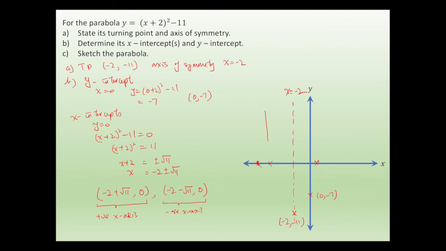So this should be, label y equals (x plus 2) squared minus 11, and label this point. This point will be (-2 plus square root of 11, 0). This point will be (-2 minus square root of 11, 0). So you see, you don't actually need a calculator to do this. All you need to know is your surds and estimate the location.